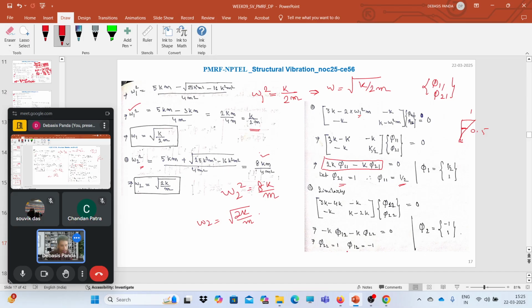You will find out that phi 2 2 is 1. That means the top mode we have normalized to 1, and phi 1 2 comes as minus 1. So the mode will look like this. This is your phi 1, this is your phi 2. This value is 1, this value is minus 1. Right?